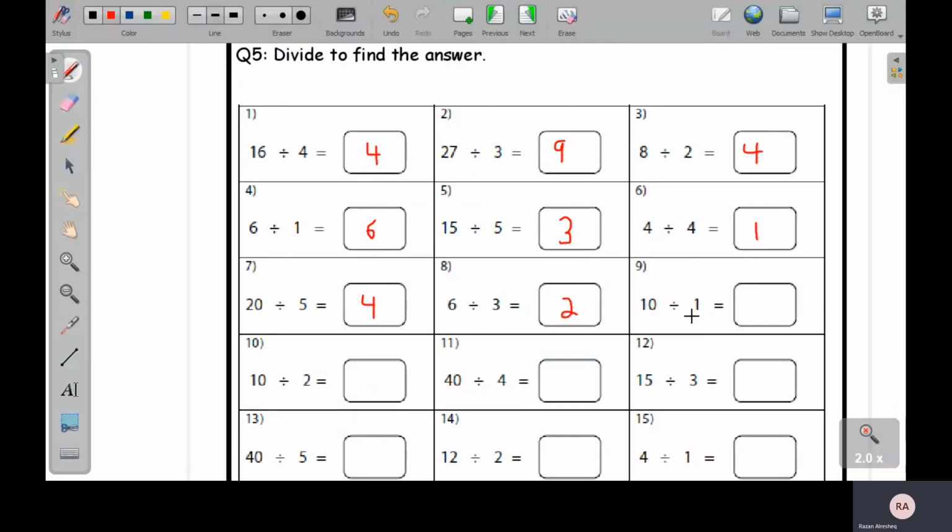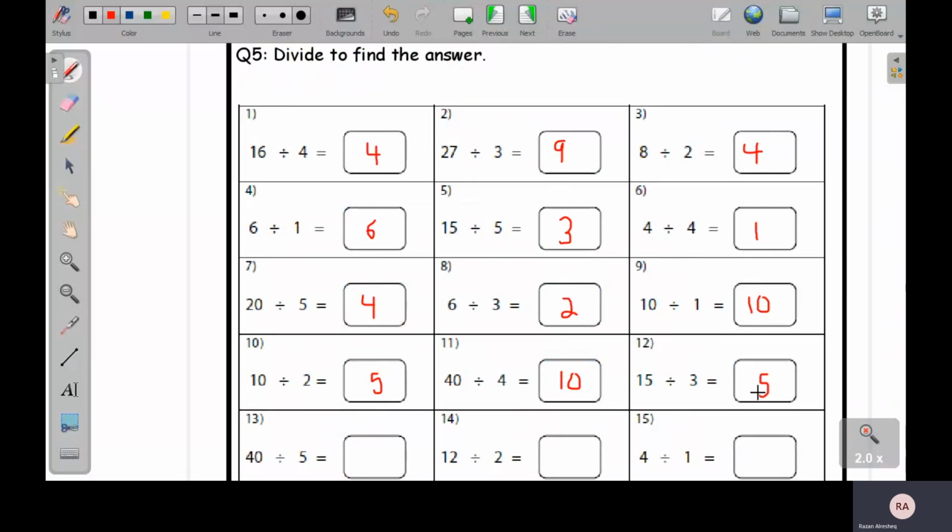Now 10 divided by 1. Remember before we said any number divided by 1 gives us the same number. So here I write 10. 10 divided by 2 is 5. 5 times 2 is 10. 40 divided by 4 is 10. My 4 times table. 15 divided by 3, we're going to connect it to this one. So we know that it's going to be 5.